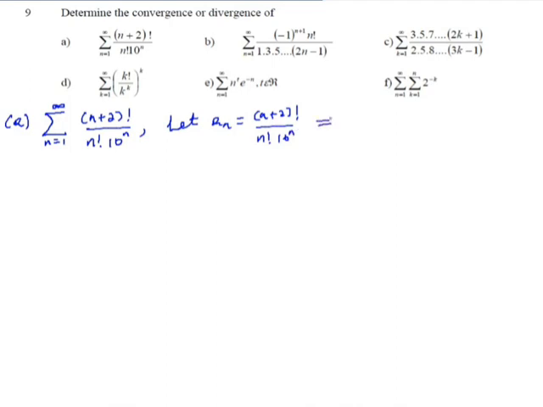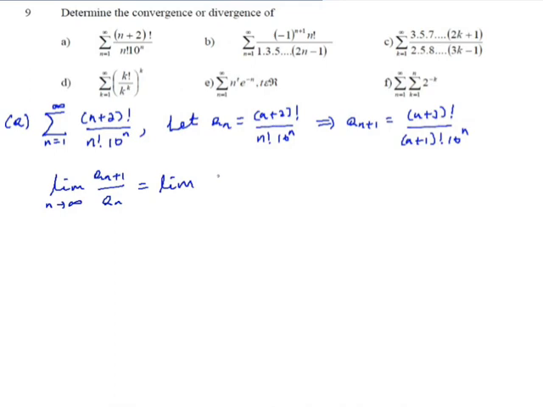If this is the nth term, the n plus 1's term will be n plus 3 factorial over n plus 1 factorial times 10 to the power of n plus 1. So using the ratio test, we evaluate the limit of the n plus 1's term by the n's term as n approaches infinity. This is the same as the limit of n plus 3 factorial over n plus 1 factorial times 10 to the power of n plus 1.